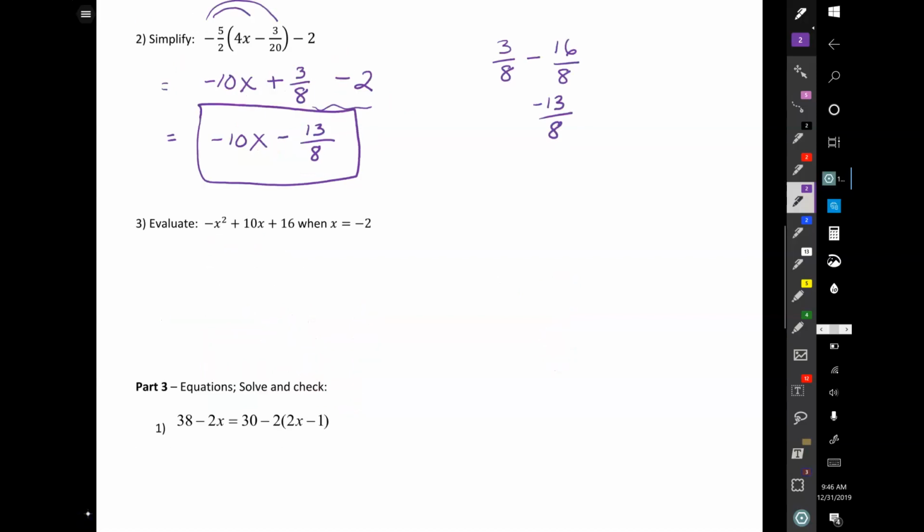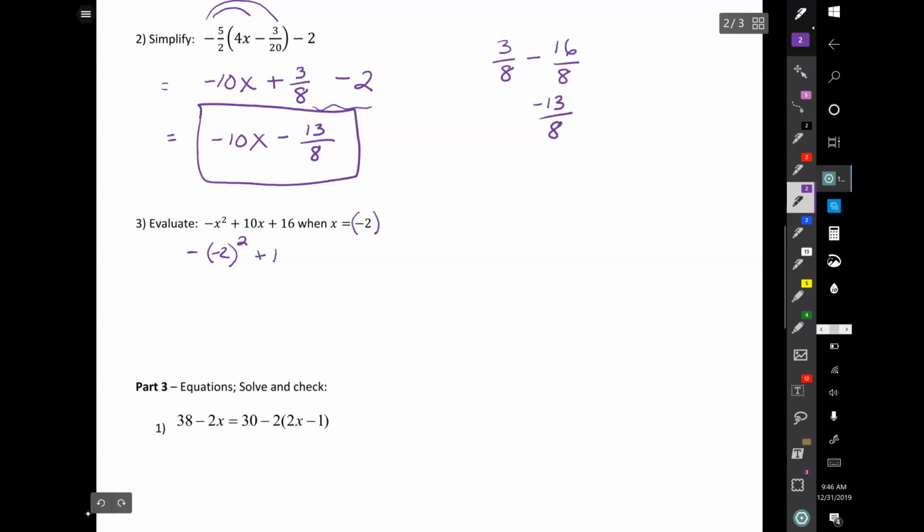Okay, number 3 for this set is evaluate negative x squared plus 10x plus 16 when x equals negative 2. So the first thing we want to do is make sure we put parentheses around the negative 2 that we're substituting in. We always want to keep that together as a quantity. So this negative x squared, the negative is outside of what we're plugging in. The x is negative 2 in parentheses all squared. So make sure you write that the right way. Negative times open parenthesis negative 2 close parentheses raised to the second power.